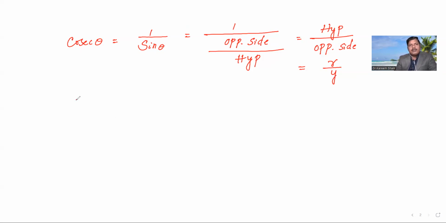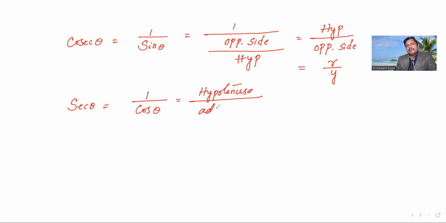Similarly, secant theta is the reciprocal of cos. So we can write 1 upon cos theta. But cos theta is nothing but adjacent side by hypotenuse. So we can write it as hypotenuse upon adjacent side. With respect to the xy plane, we can write r upon x, the distance of the point from the origin upon the x coordinate.